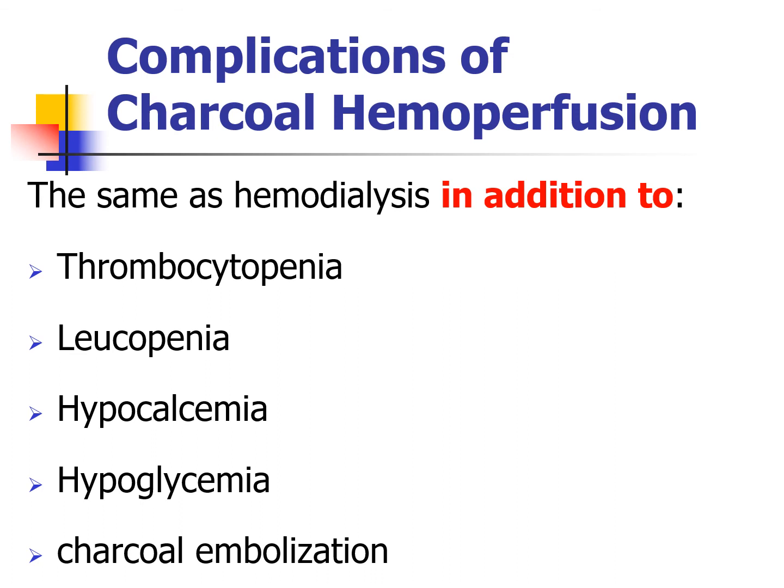Complications of charcoal hemoperfusion are the same as hemodialysis because they have the same process. In addition to them, activated charcoal can absorb many components from the blood. For example, it can absorb platelets, causing thrombocytopenia. If it absorbed white blood cells, it causes leukopenia. Also, it may absorb calcium, causing hypocalcemia, or glucose, causing hypoglycemia. If part of activated charcoal is detached and returns back with the blood to the body, it causes charcoal embolism.